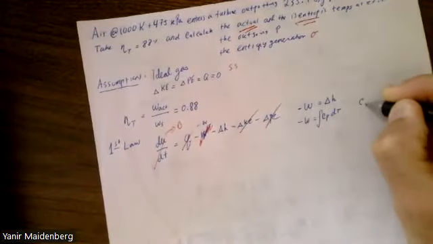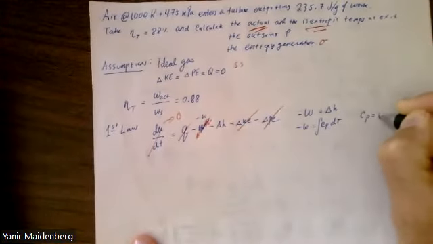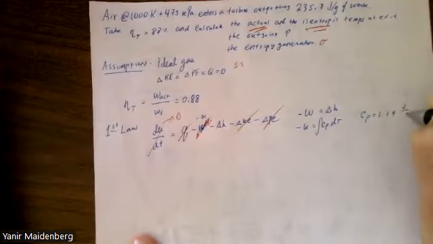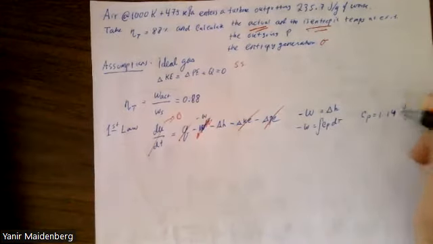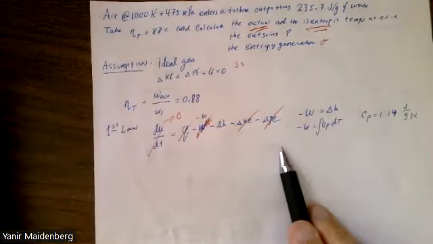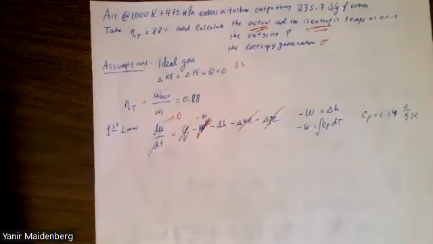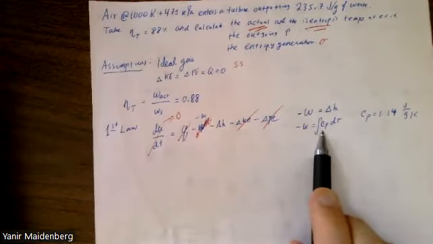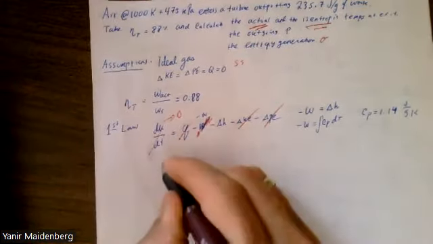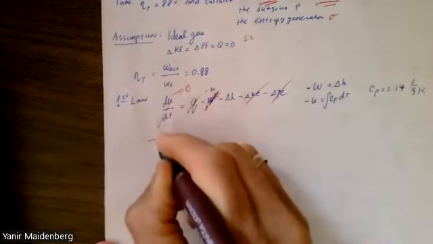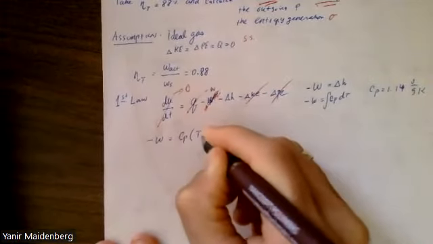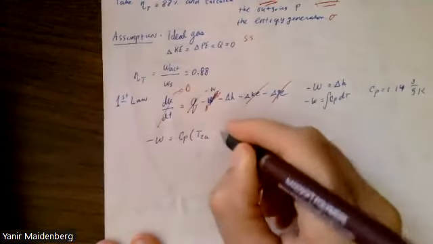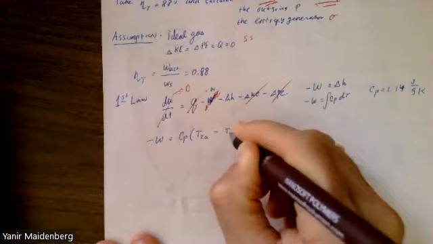So when you CP is 1.14 joule per gram Kelvin. All right. So what we're going to do is we are given the work, and so we could put that in here and get the temperature. Okay, so I'm going to integrate this by taking CP to be constant, and I will get negative W is equal to CP times T2 actual minus the initial temperature.